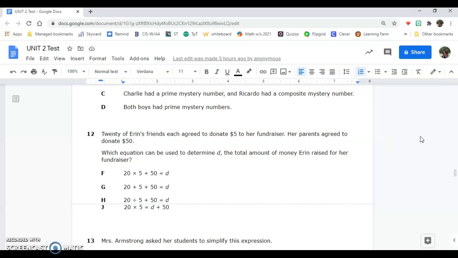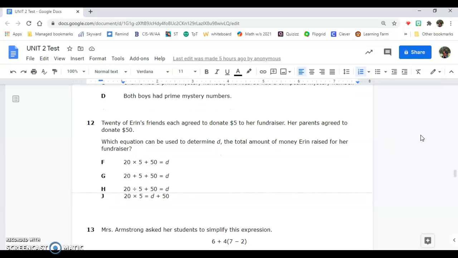Number 12. 20 of Erin's friends each agreed to donate $5 to her fundraiser. Her parents agreed to donate $50. Which equation can be used to determine D, the total amount of money Erin raised for her fundraiser?